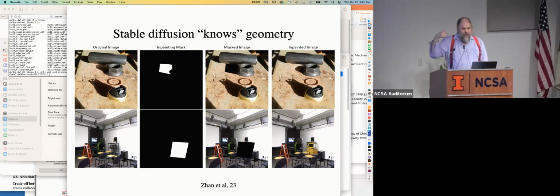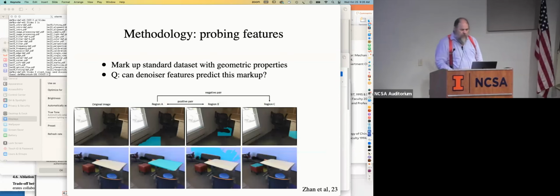Question, when it in-paints stuff, does the stuff respect the wall and respect the floor, or is it just floating in space? And the answer is it respects the wall and respects the floor, which suggests that this thing has some overall geometric theory about how the scene is composed. Now, you can go a little bit further.